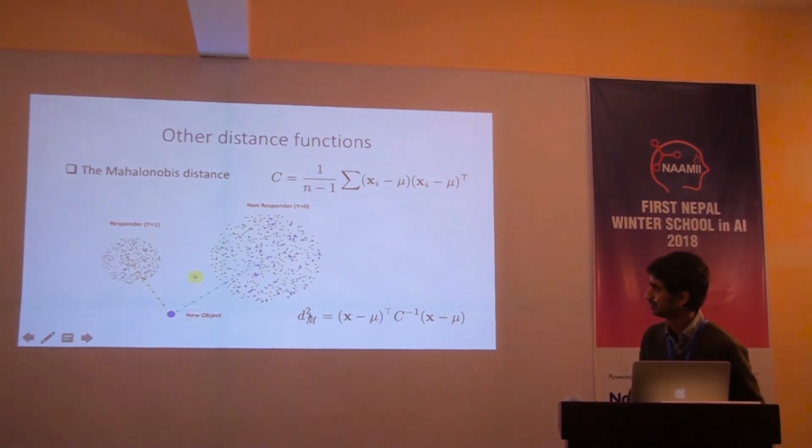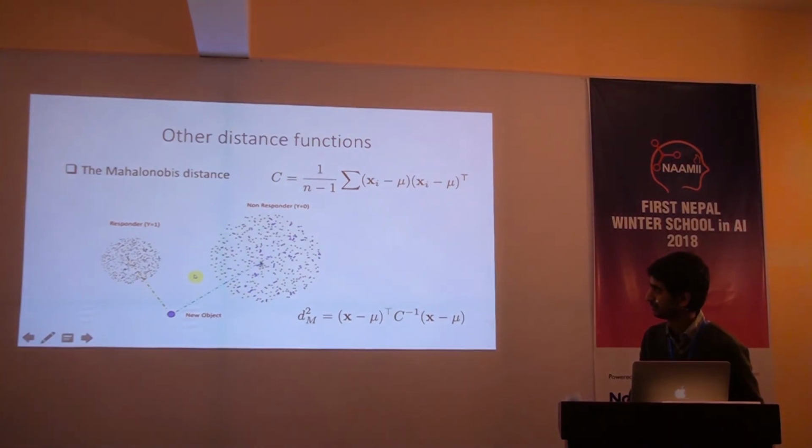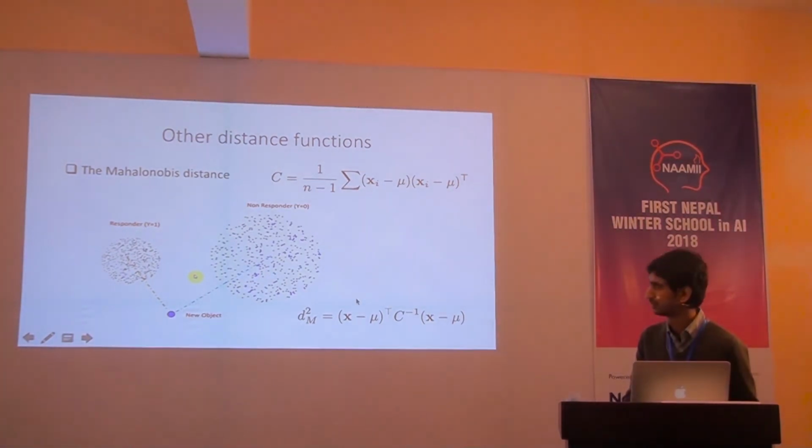So Mahalanobis distance is defined as follows. For the distance between this cluster and this point, x is the new point: x minus the mean, transpose, times the inverse of the covariance, times x minus mu. Don't worry too much about the other things. This is just the distance, right? If there were no C, it would be the normal Euclidean distance. So C changes this distance, scaling it differently according to the covariance.